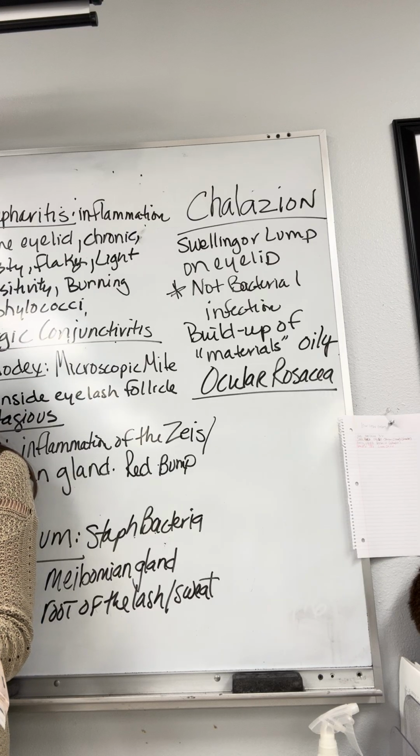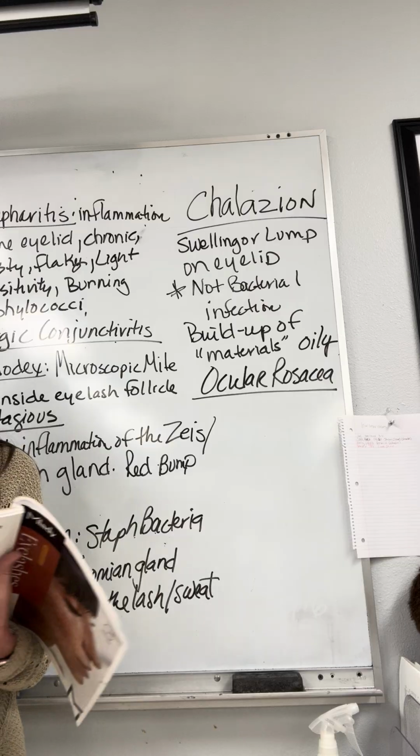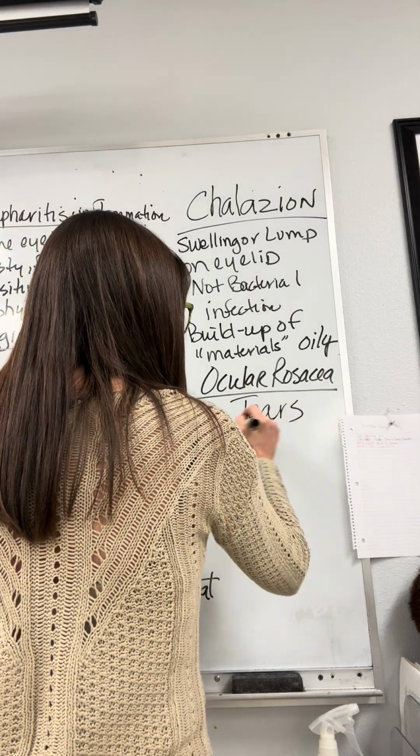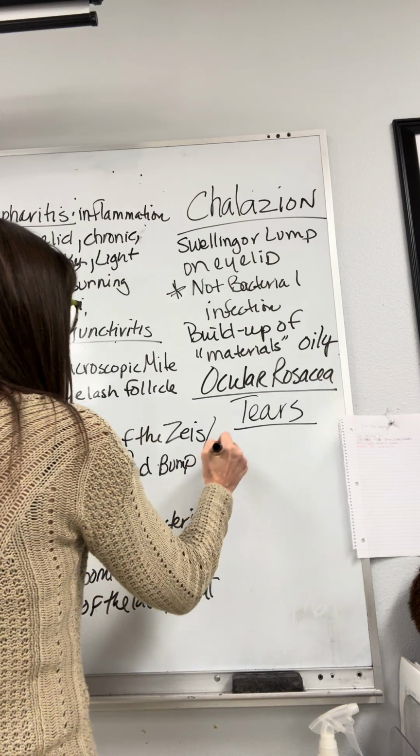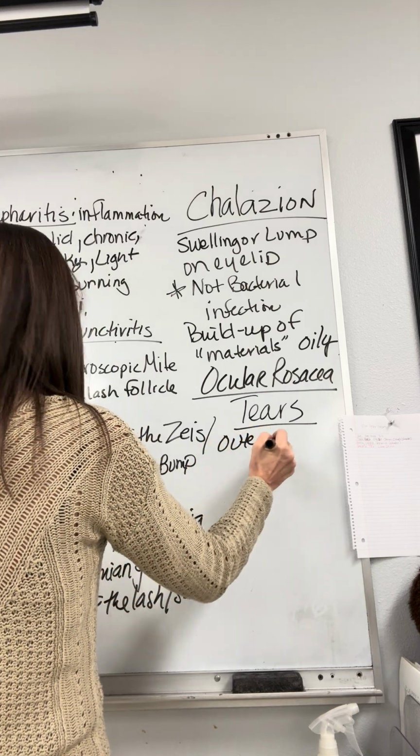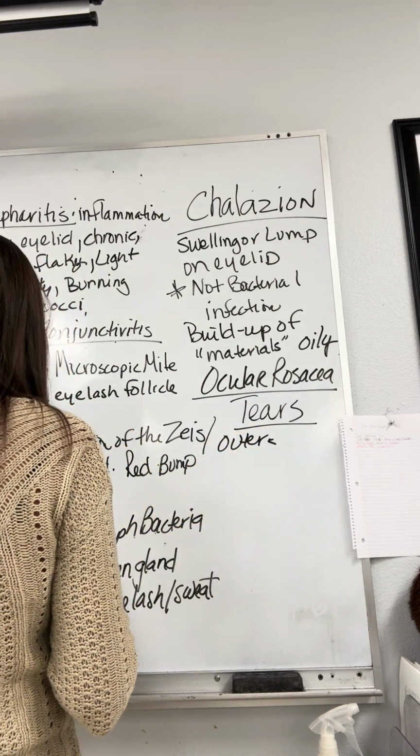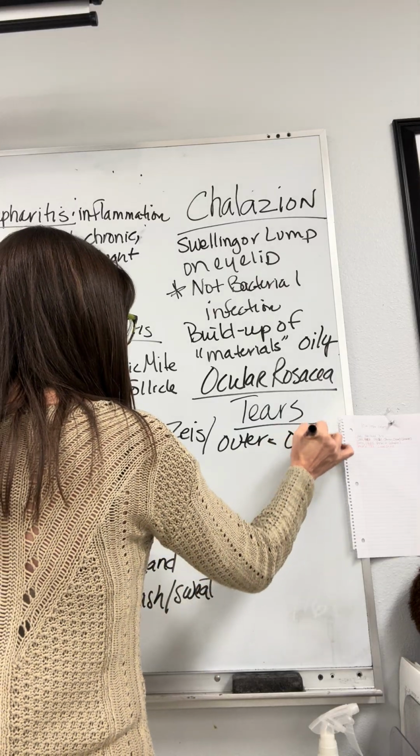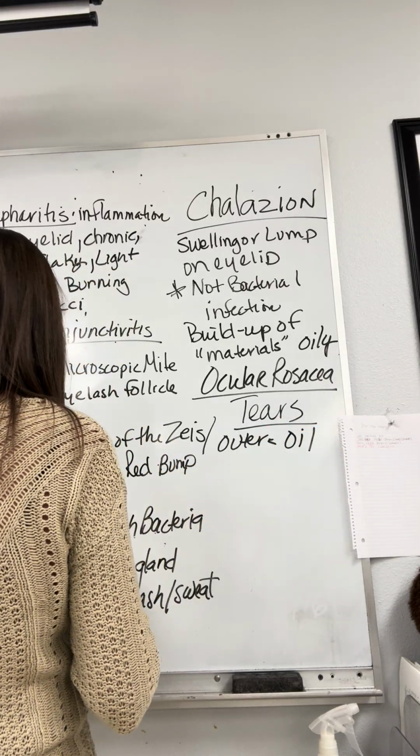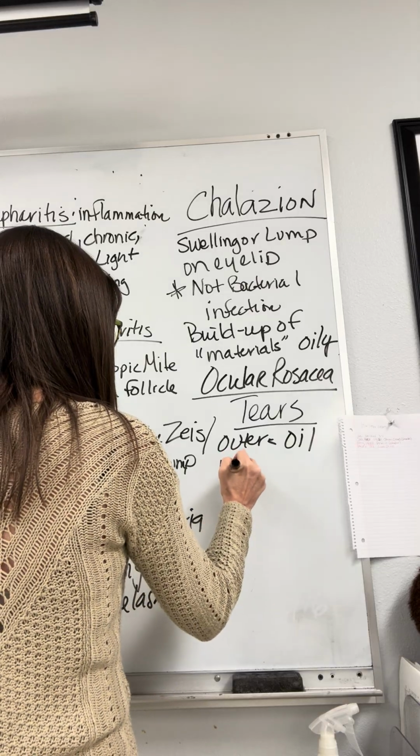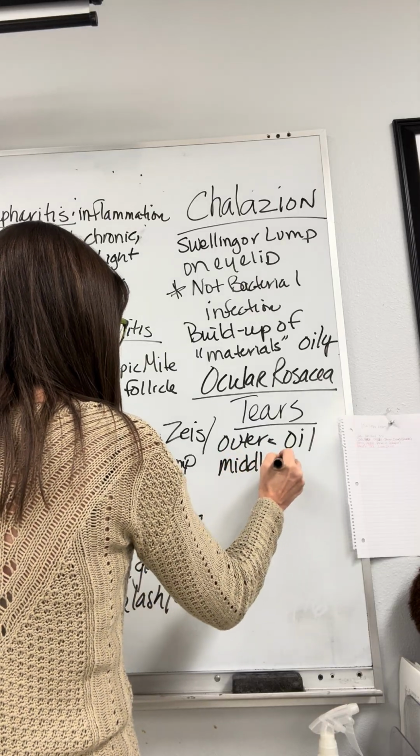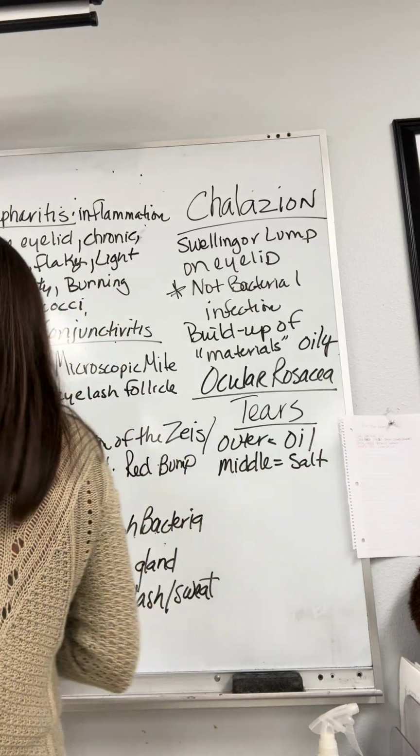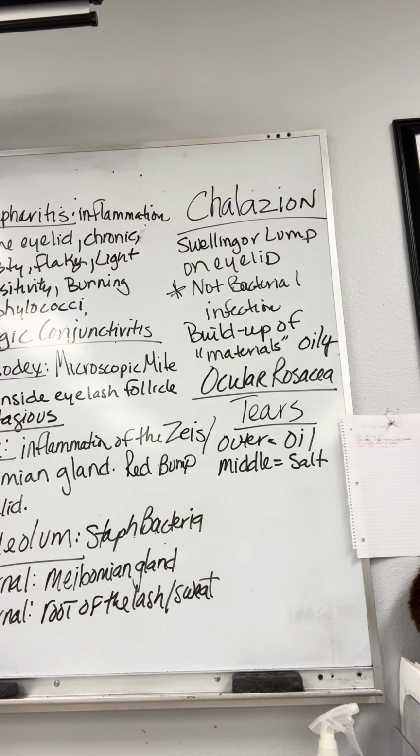So, you have healthy tears, people, and your tears are made of 3 layers. Your outer layer of your tear is oil. This keeps it from drying out. Your middle layer is salt, which helps flush out foreign bodies.